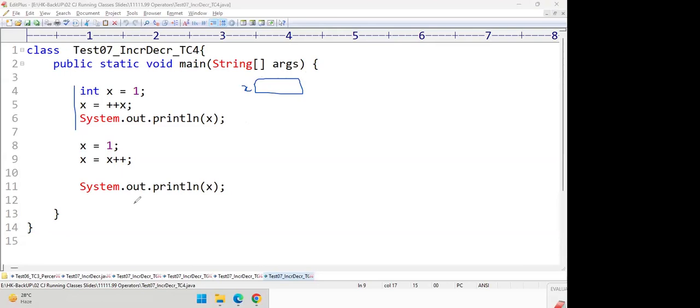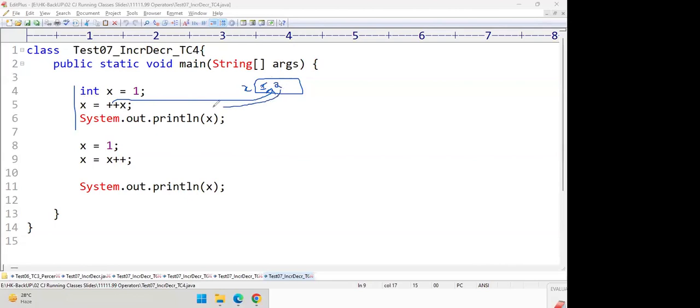Compiler and JVM never use their own mind. They always use the given algorithm. What is the meaning of int x equal to 1? Create x variable and initialize with 1. Okay, that is the algorithm. Second, what is the meaning of x equal to plus plus x? This equal to is the assignment operator, which should be executed last. Then plus plus x. What is the meaning of plus plus? First, increase 1 to 2.